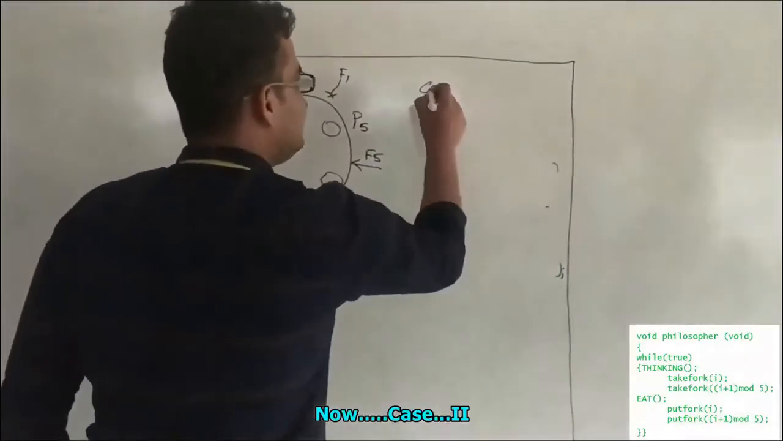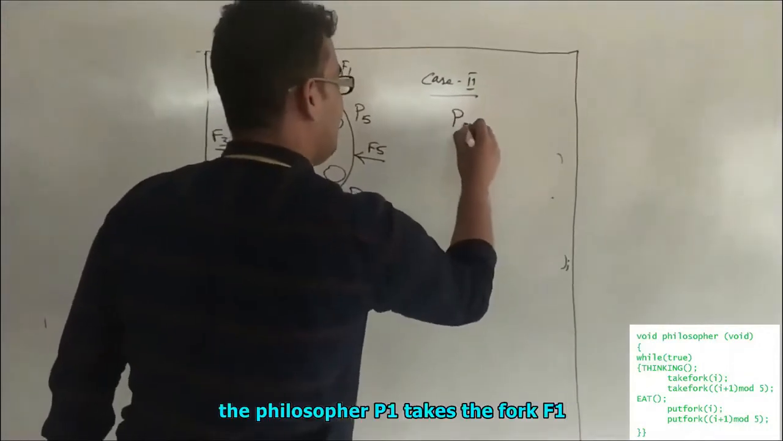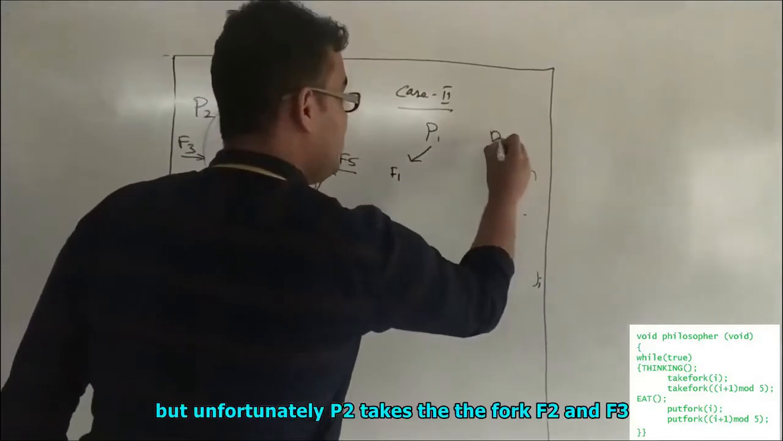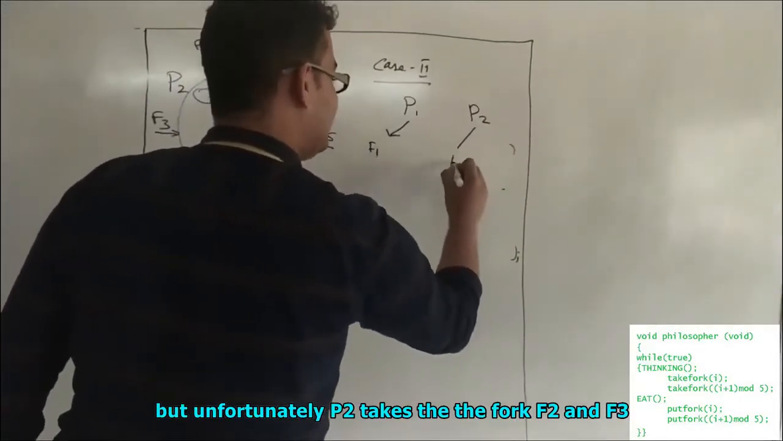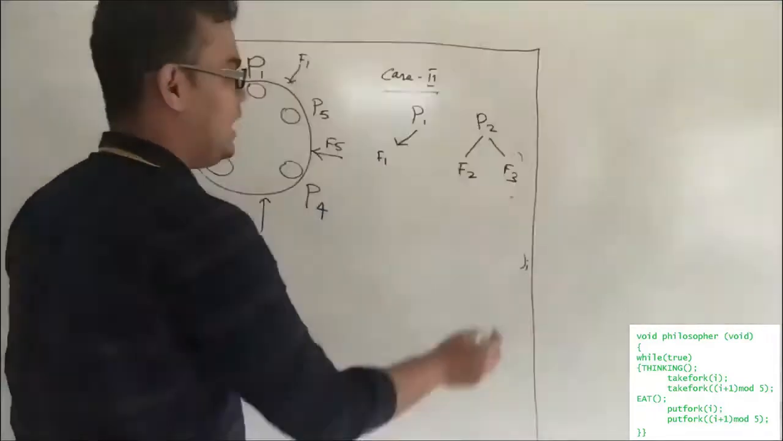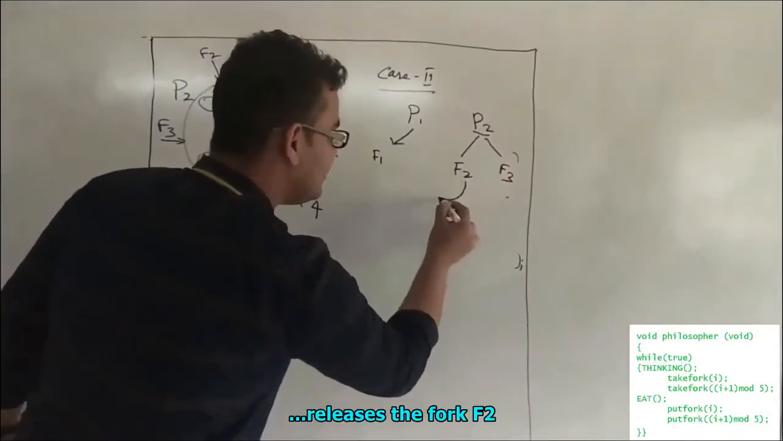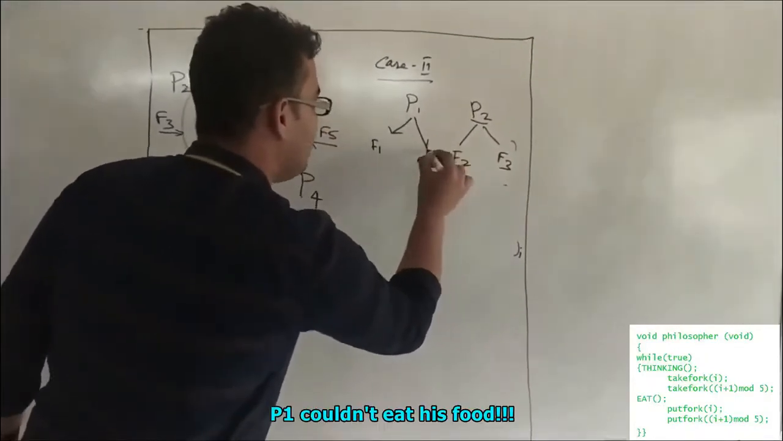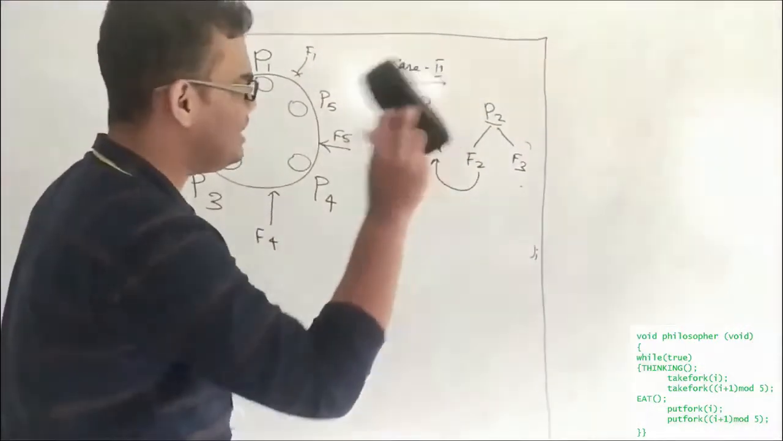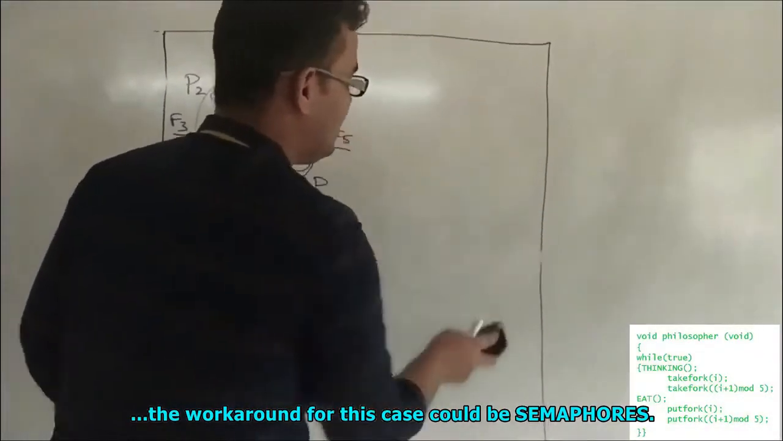Now imagine this case where all the philosophers start to take the forks simultaneously. In case 2, the philosopher P1 takes the fork F1, but unfortunately P2 takes the forks F2 and F3. Now unless the philosopher P2 releases the fork F2, P1 couldn't eat. So the workaround for this case could be semaphores.